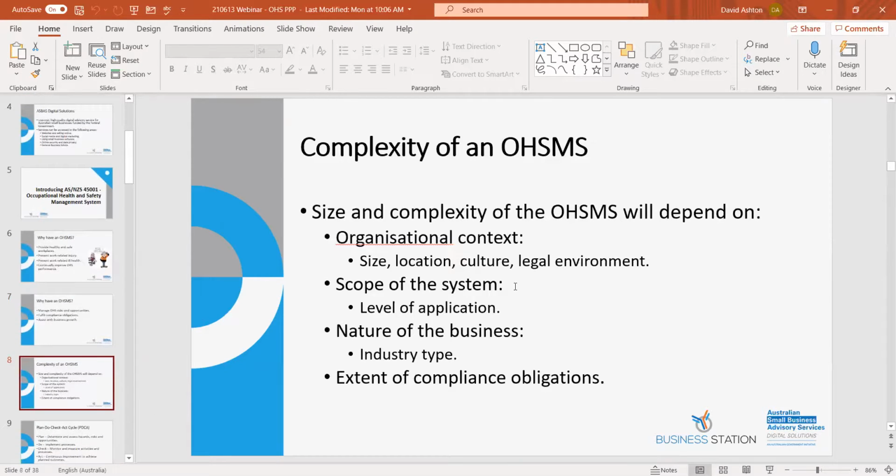Depending on the size of your business, that will determine the complexity of your system. When we talk policies and procedures, we're not talking voluminous documents. It really depends on the size, location, culture, and legal environment in which you operate. That's the organisational context, the scope of the system, looking at the level of application, the type of business and industry that you're in, and the extent of your compliance obligations as well. So these are the things that determine the scale and complexity of your management system.